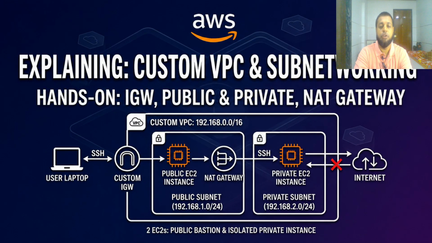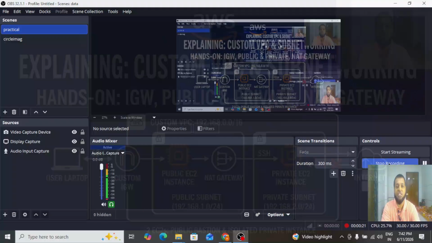In this video, I will show you how to create a custom VPC, how to create a public subnet, and how to create a private subnet. What is a NAT gateway? What is an internet gateway? And I'm going to launch two EC2 instances. One is in the public subnet and the other is in the private subnet. So let's start the practical and understand this architecture.